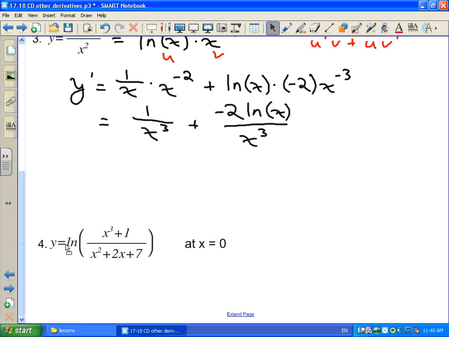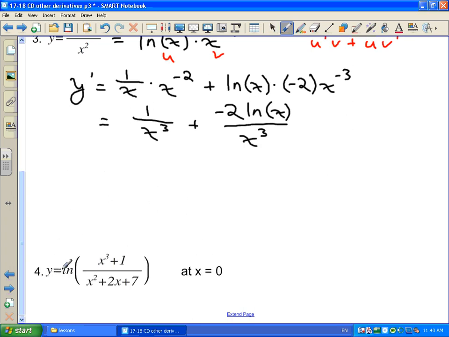And once I've got that, I'm going to want to combine these two terms together because I've got a common denominator. So when you're doing these logarithmic derivatives, always look to see if you can get a common denominator to simplify your expression. So this is going to be 1 minus 2 ln x all over x cubed. Okay? And we do this just because in this form the derivative is easier to work with if we want to find vertical asymptotes, or set it equal to 0 and solve for x, or things like that.